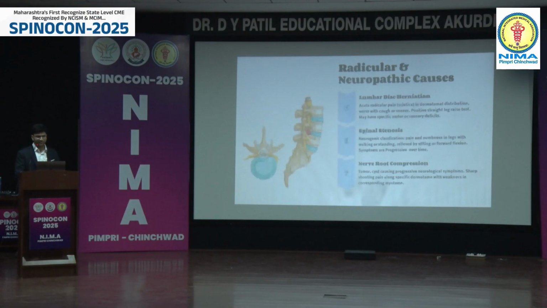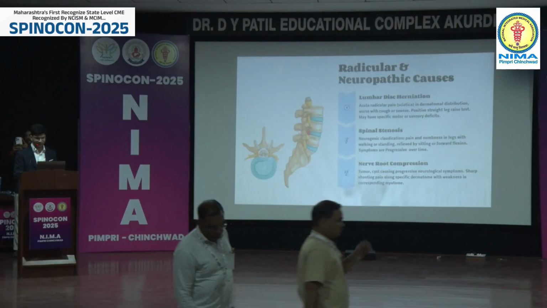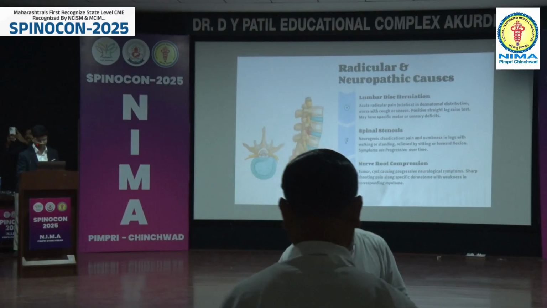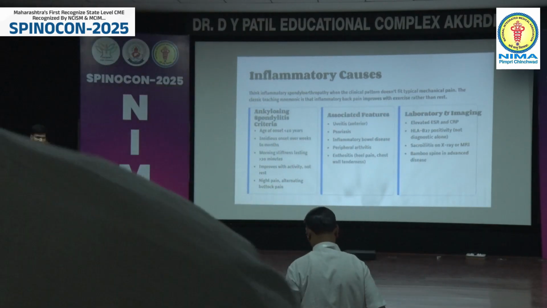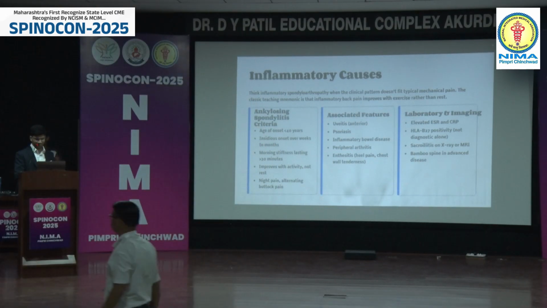Causes of low back pain associated with radicular pain include lumbar disc herniation, spinal stenosis, and nerve root compression because of a tumor or cyst. The third most common cause for low back pain is inflammatory causes. You should think of inflammatory spondyloarthropathy when the clinical pattern doesn't fit mechanical back pain. The classical teaching mnemonic is that inflammatory back pain improves with exercise rather than rest.